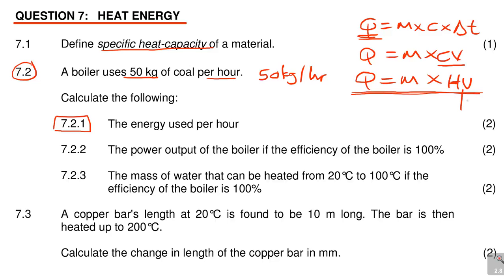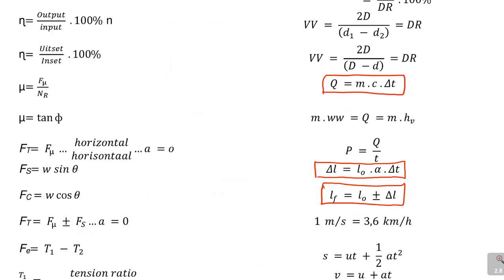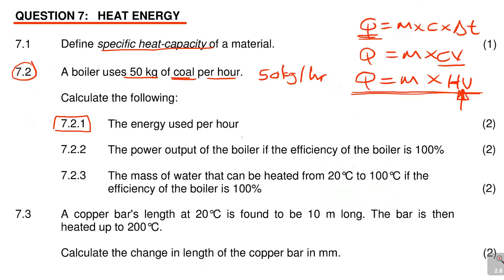Now, you will be given this information, the heat value of the substance that they are dealing with. In this case, they are dealing with coal. So if you go backwards, you will see that we did it previously. We have the heat value of coal, which is 30 megajoules per kilogram. Like that. So now, if the question says, calculate the energy used per hour, so you've got Q is equal to m times heat value of coal, which is equal to our m is 50 times the heat value. I think you saw is 30.